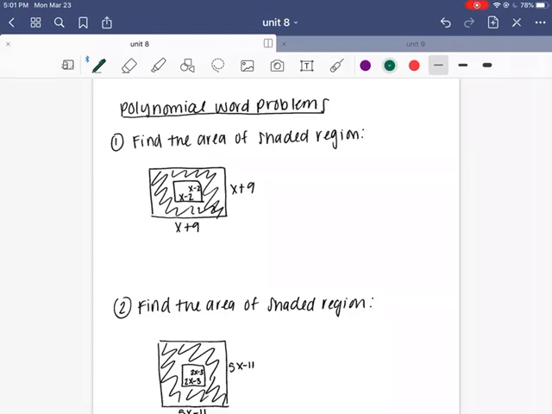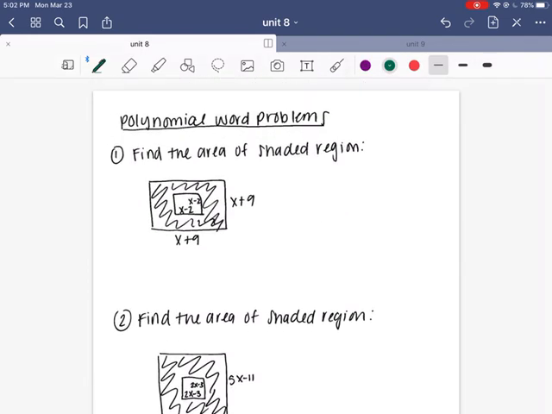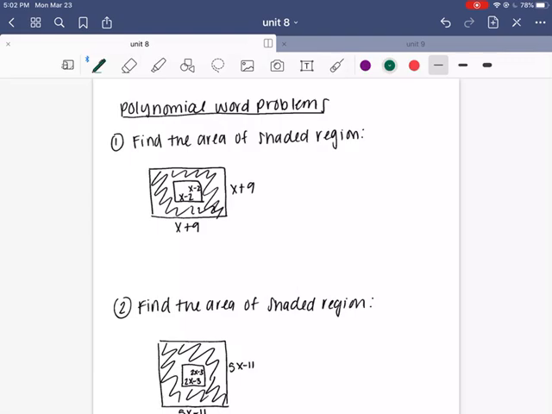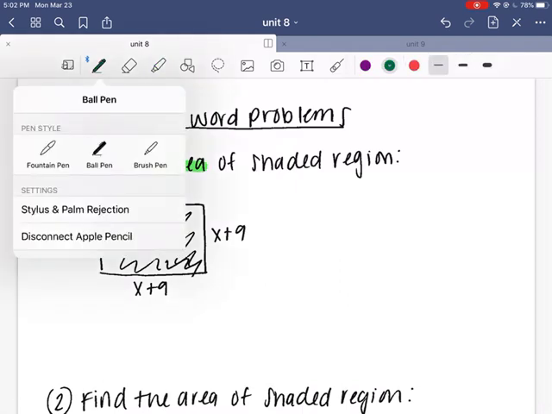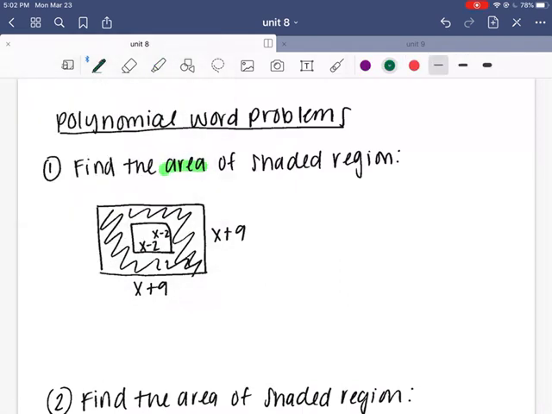So we're going to get started with polynomial word problems. The first two here on page 10 are not exactly word problems, but it can kind of build into a word problem that we'll see a little bit later. So first thing I want you to notice about question 1 is that we're asked to find the area. Make sure that when you know you're finding the area, it means to multiply.